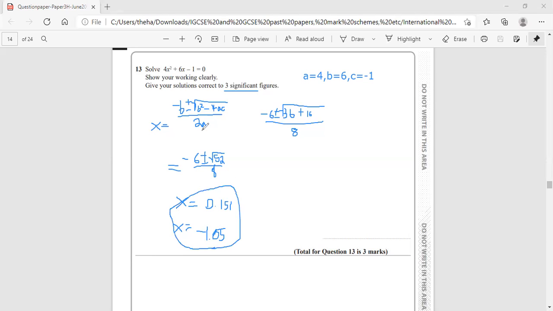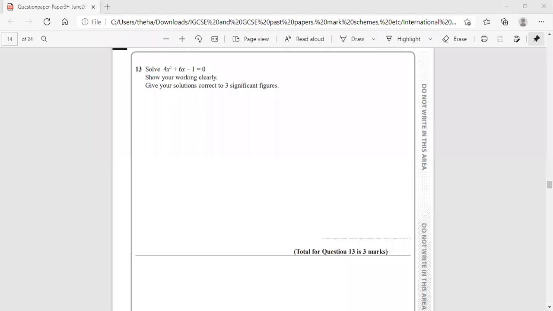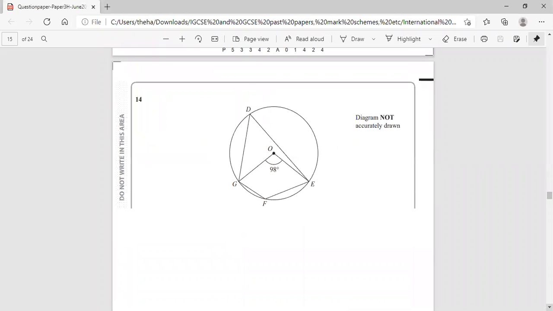So just remember, if it looks hard to factorize, use the quadratic equation, because that will always work for you here. So let's go on to the next question. Question 14. Question 14 is a circle question.